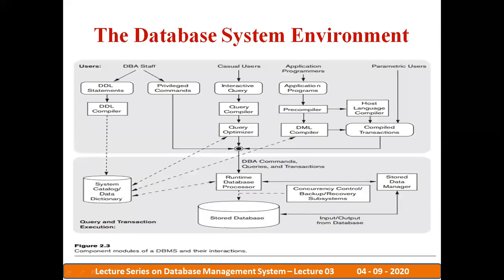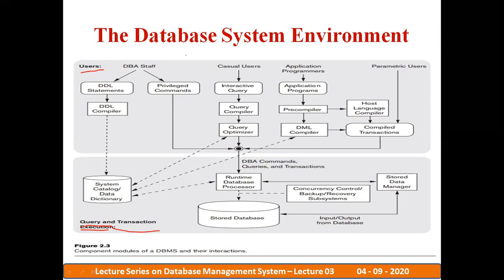Now, in the case of a database system environment, as you can see, this is divided into two types. In the upper half, you can see that there are many users. The second part is how the queries and transactions are actually executed. As we already discussed, all the users in a database are broadly classified into two: actors on the scene and actors behind the scene.